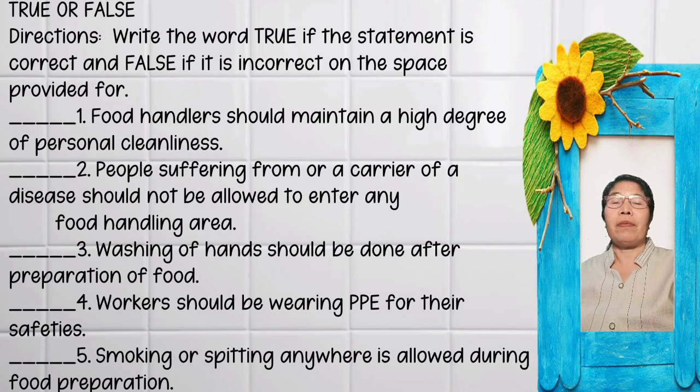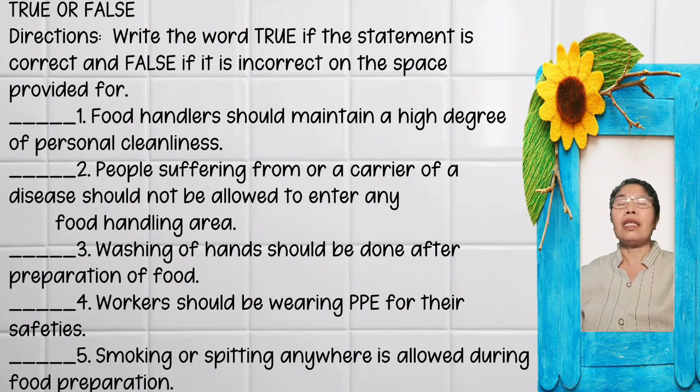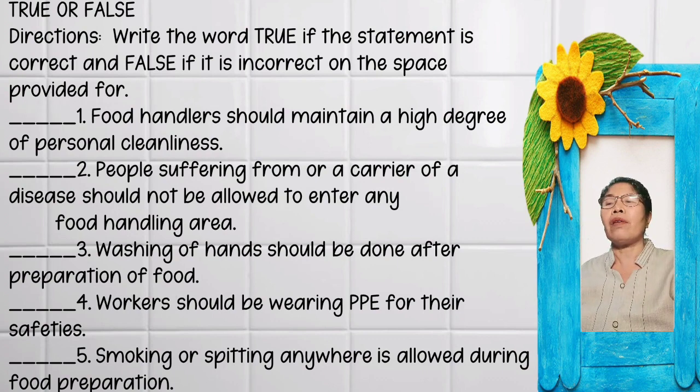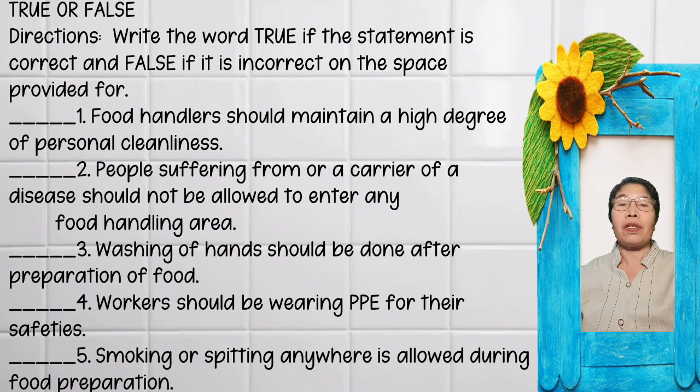So let's check if you learned from our lesson by answering the given statement true or false. Of course, you know already that if it is true, the statement is correct, and false if the statement is incorrect. So let's start to number 1. Food handlers should maintain a high degree of personal cleanliness. Is it true or false? Correct. It is true. How about number 2? People suffering from a carrier disease should not be allowed to enter any food handling area. Is it true or false? Great! The answer is true.